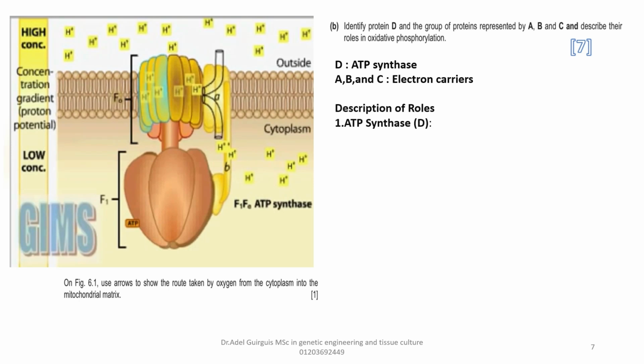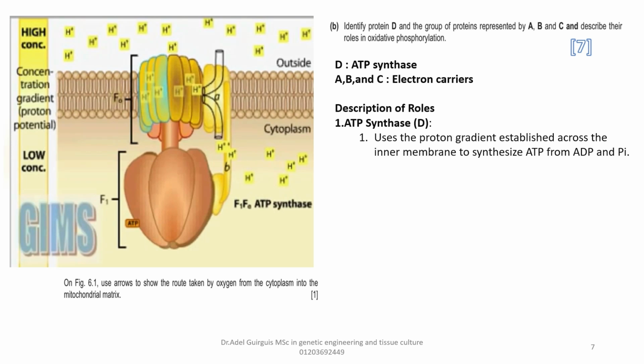ATP synthase uses the proton gradient established across the inner membrane, from the intermembrane space towards the matrix, to synthesize ATP from ADP in oxidative phosphorylation. Here the flow of 3 protons through ATP synthase provides the energy required for this reaction.